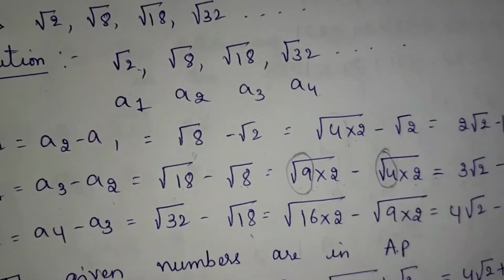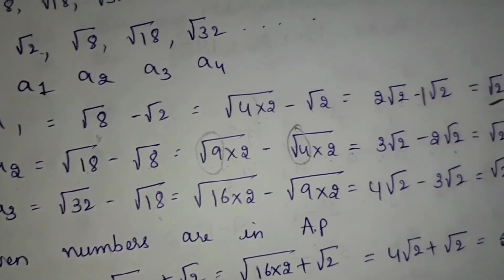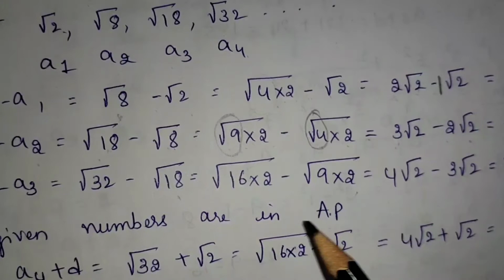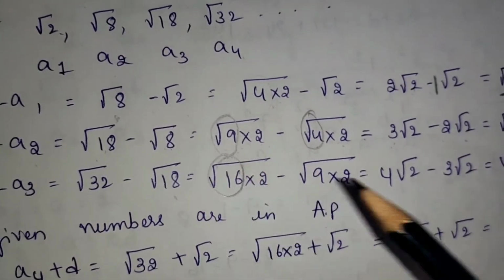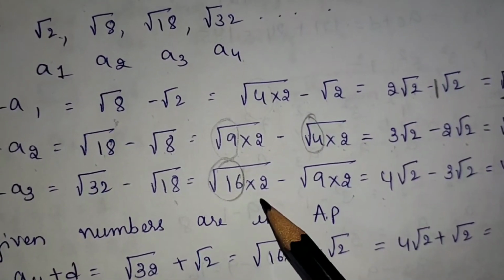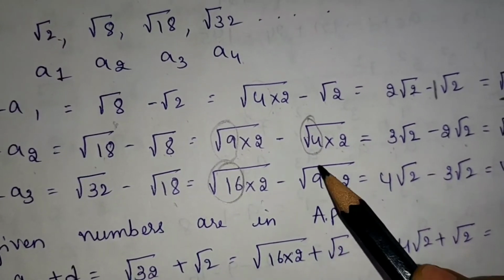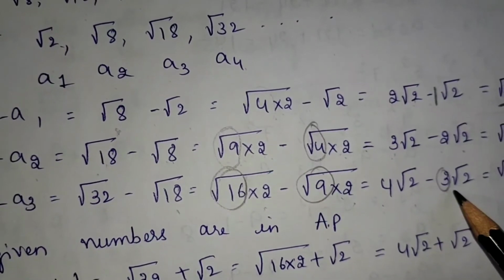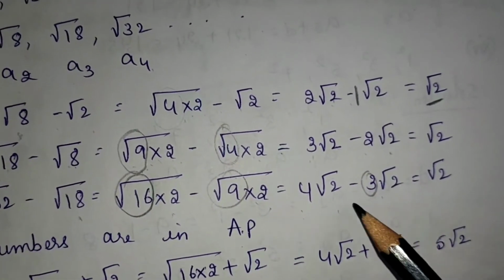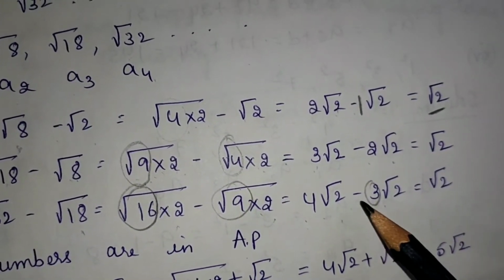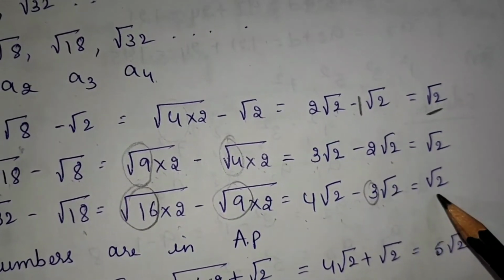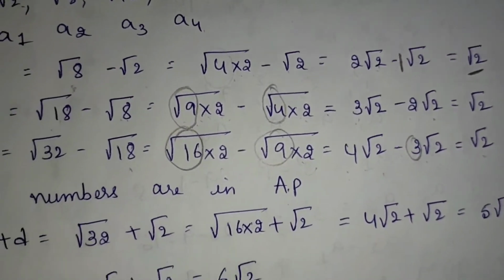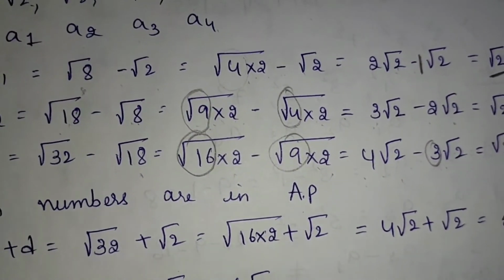Root 32 can be written as root 16 into 2 and root 18 can be written as root 9 into 2. Root 16 is 4 and you are left with root 2. As usual, root 9 is 3, you are left with root 2. If you subtract 4 root 2 minus 3 root 2, you will get root 2. If you observe, the common difference is same, hence the given pattern is in AP.